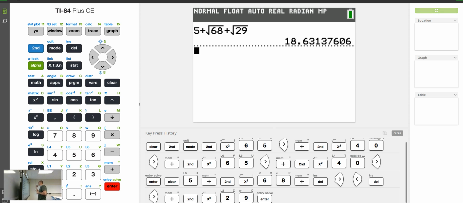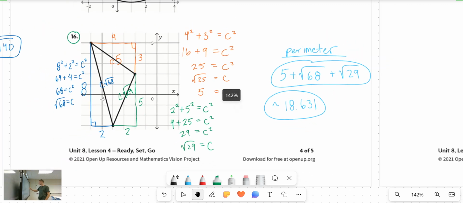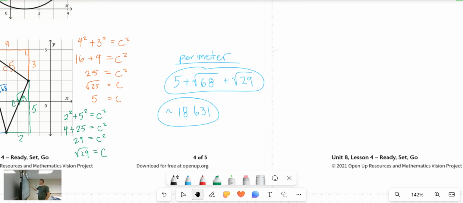18.6313. So we're going to round this to 18.631. All right, there we go. 18.631 is our rounded answer, rounded to the nearest thousandths place.